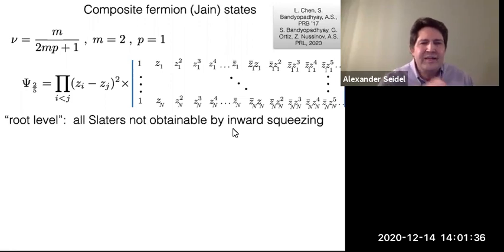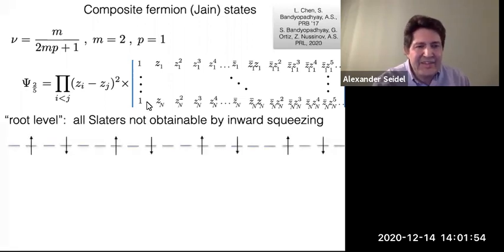So the root state is defined as all the Slater determinants appearing in the spectral decomposition that cannot be obtained from others by inward squeezing. And then we find what the root state of this wave function is. This is an example of a Slater determinant that appears in here and cannot be obtained from others by inward squeezing. So now we have 2 Landau levels.